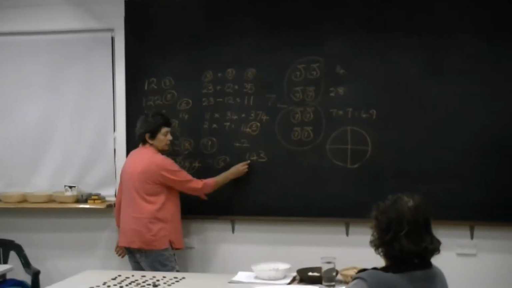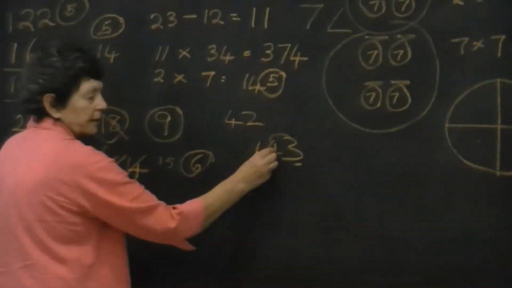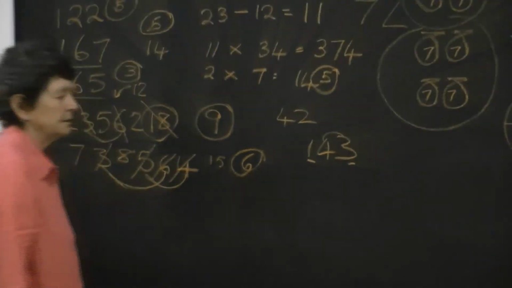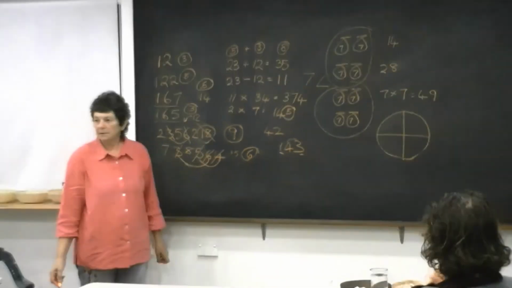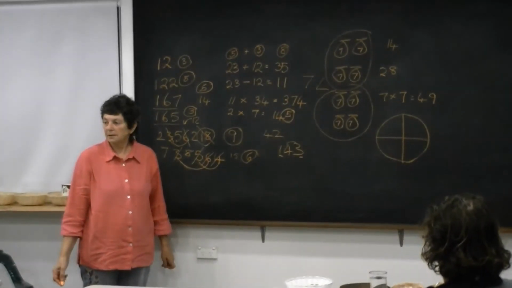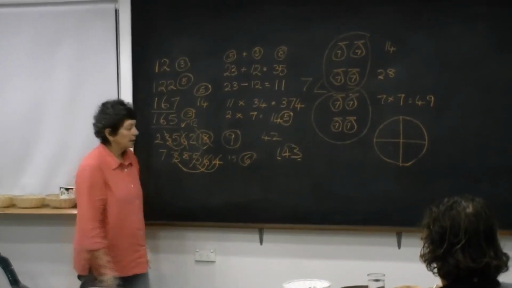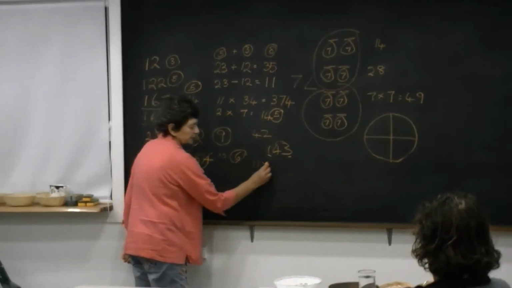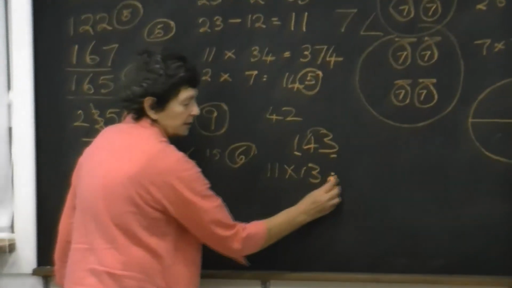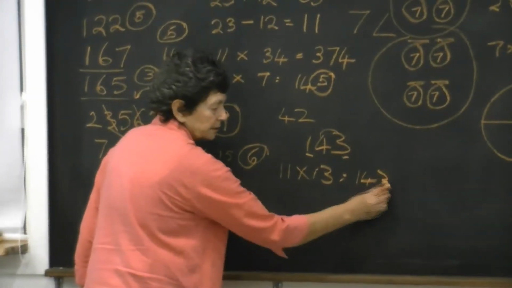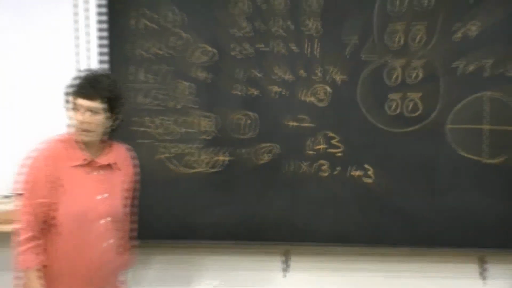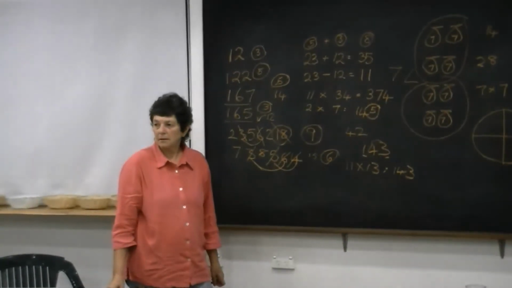Yes, because 1 and 3 makes 4. How many lots of 11 is that? 13. How many lots of 11 is 13? 11 times 13 is 1, 4, 3. Now how does that rule work if you have a 4-digit number?